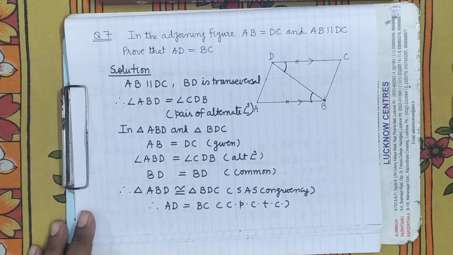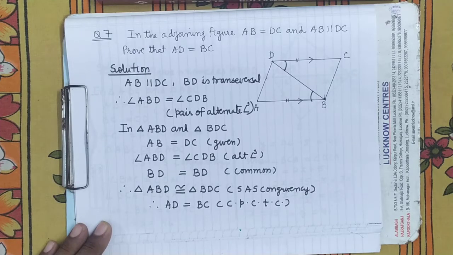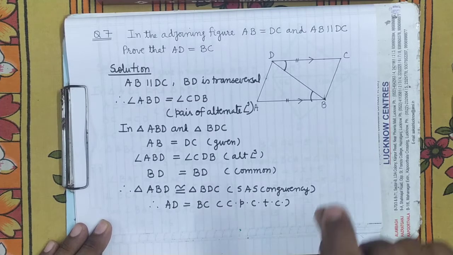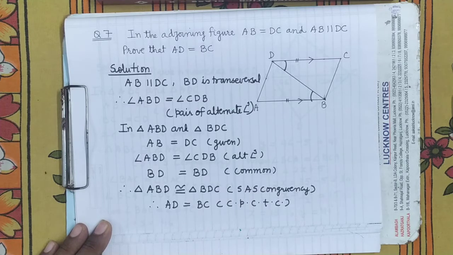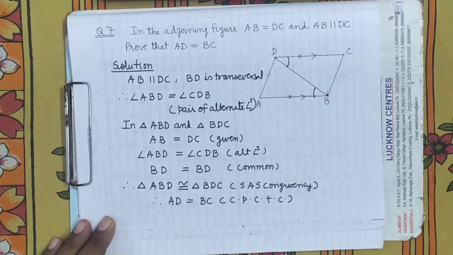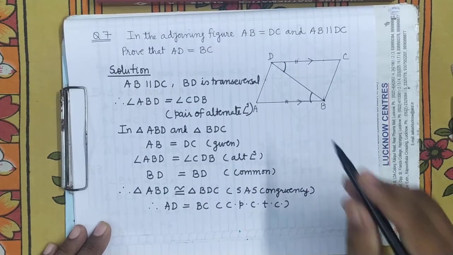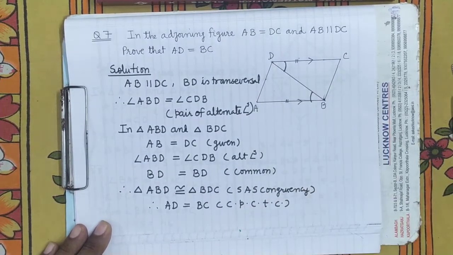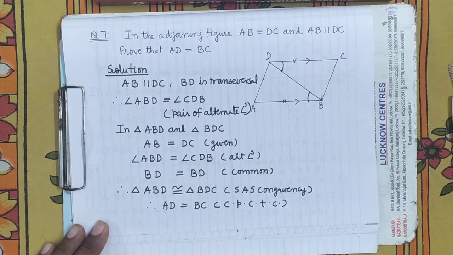So before solving the questions of congruency, first you think about how you will do it. After deciding that this will be equal to this, and by this axiom you can prove congruent, then you will start writing. So see here, this equals this, given. BD is common in both the triangles, and this angle is equal to this angle. It is a pair of alternate angles.